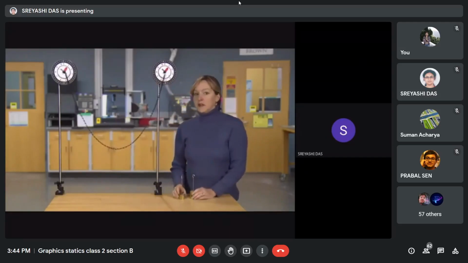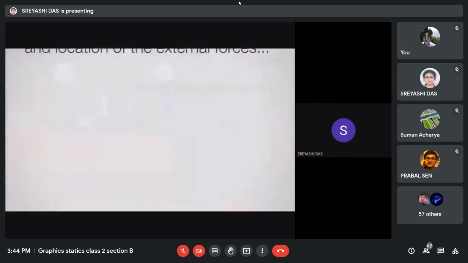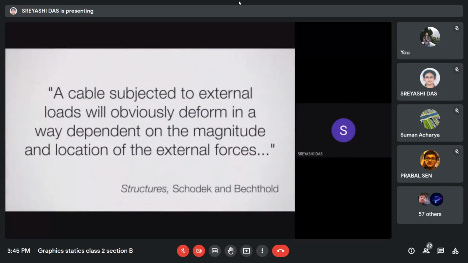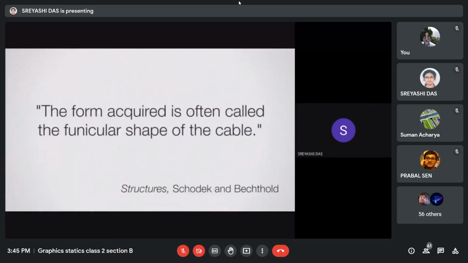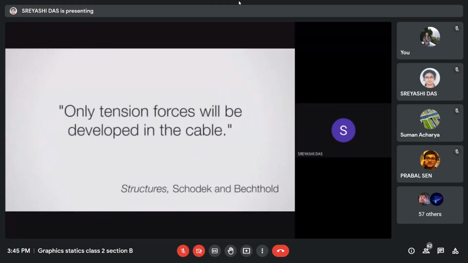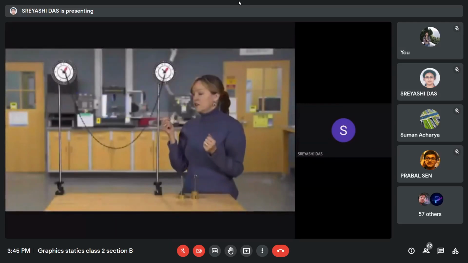So the definition given by Schodek and Bechtold in their book Structures is: a cable subjected to external loads will obviously deform in a way dependent on the magnitude and location of the external forces. The form required is often called the funicular shape or form of the cable. Only tension forces will be developed in the cable, and that's the key to me. A funicular form is always in tension. It makes it fairly easy to identify.